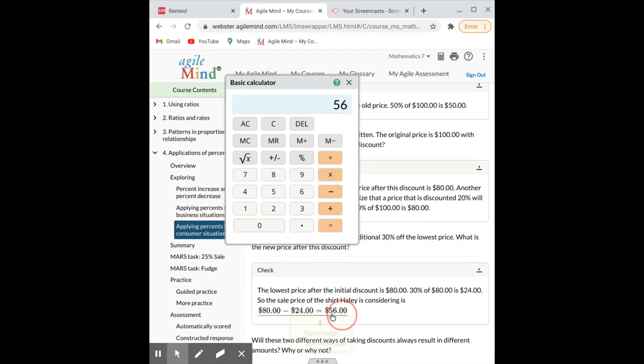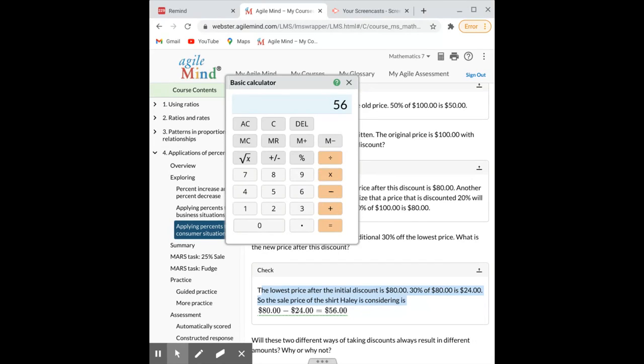So go ahead and read that down there, Landon. The lowest price after the initial discount is $80. 30% of 80 is $24. So the sales price of the shirt Haley is considering is $80 minus $24 equals $56. Good deal. All right. Does anybody have a question about that problem that we just did?